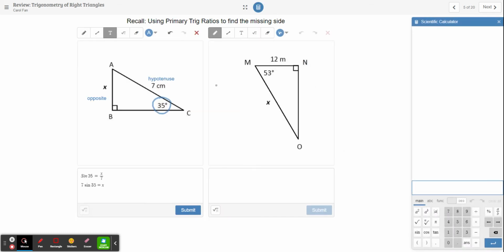Okay, let's go to our calculator here. Make sure that you are using degrees because a lot of times it is by default set on radians. Nothing wrong with radians, it's just a different measuring unit. And right now in this course, we're going to be using degrees as our unit for measuring angles. Okay, so we have 7 times sine 35.